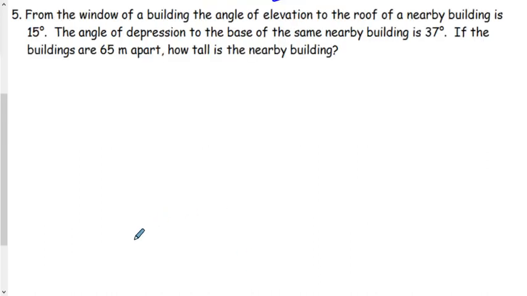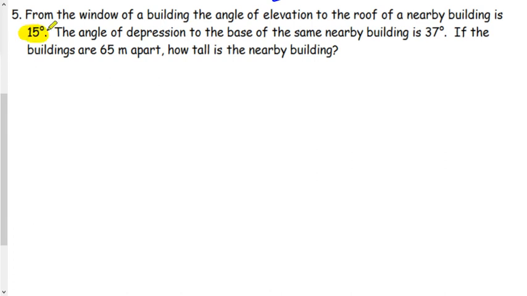From the window of a building, the angle of elevation to the roof of a nearby building is 15 degrees. The angle of depression to the base of the same nearby building is 37 degrees. If the buildings are 65 meters apart, how tall is the nearby building? Okay, so we're going to need to draw a picture, some important information that we've got in here.